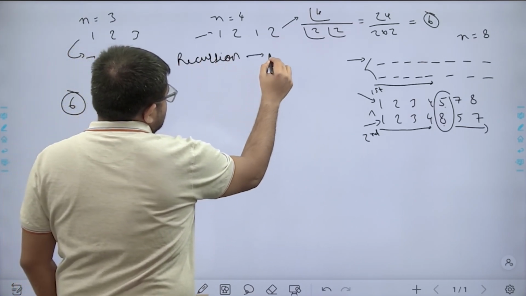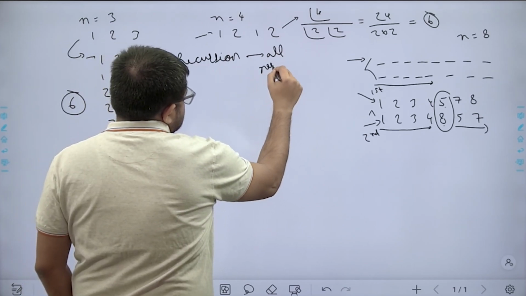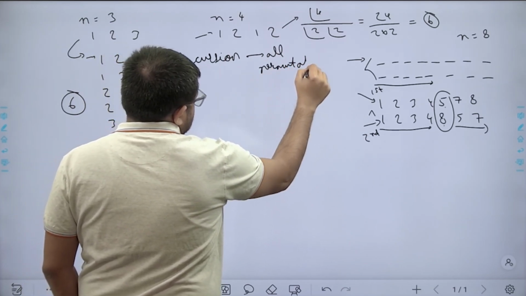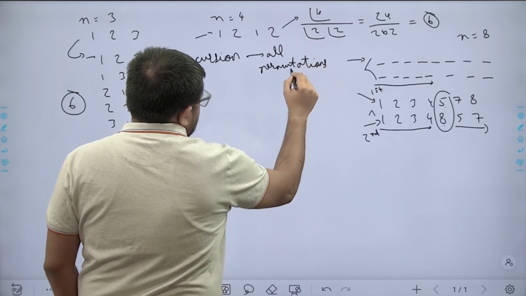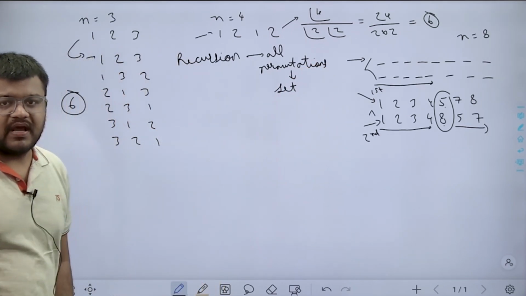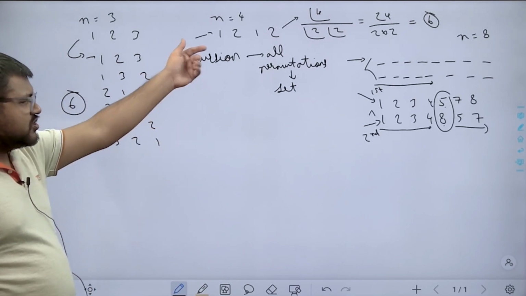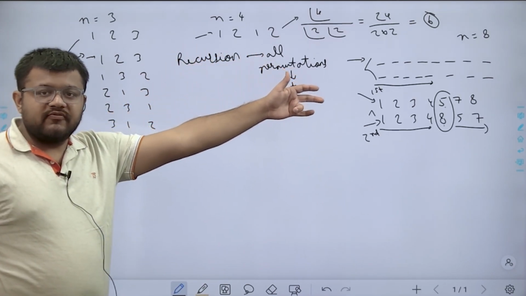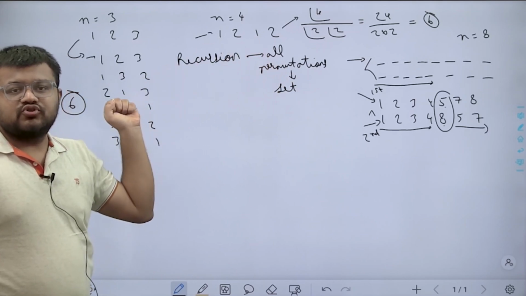By recursion, we can generate all permutations and put them in a set. Now why a set? Because a set contains only unique elements, right? So whenever a permutation is repeated, the set will count it only once, okay? And then print them in sorted order.